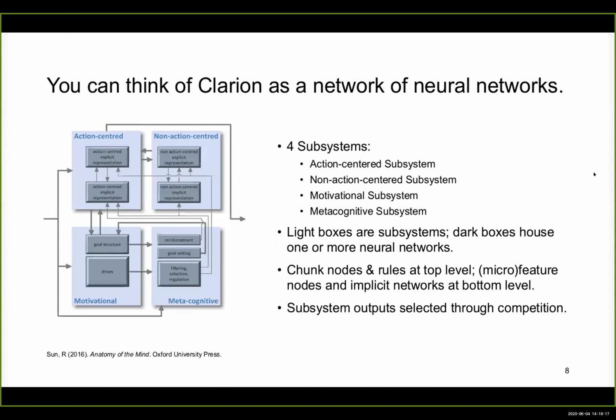As an overview, you can think of Clarion as a network of neural networks, which includes four subsystems. The action-centered subsystem, which encodes procedural knowledge, the non-action-centered subsystem, which encodes declarative knowledge, generally speaking, the motivational subsystem, and the metacognitive subsystem. In each of these subsystems, there are chunk nodes at the top level, and there are rules that link these chunk nodes to each other. In the bottom level, we have feature or microfeature nodes, which are essentially the inputs or outputs of implicit networks.